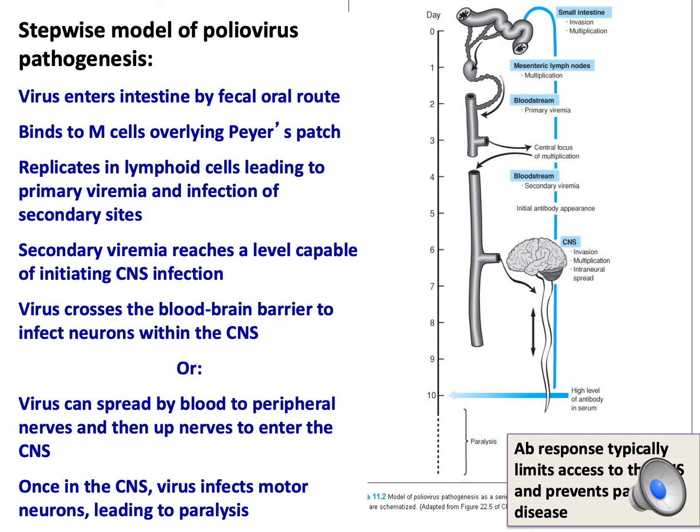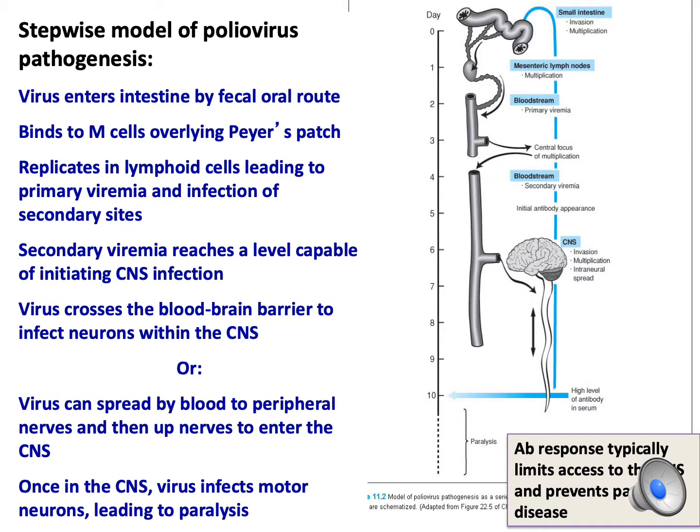This slide talks about how poliovirus is typically a fecal-oral spreading virus. It enters the GI tract. It binds to those interesting M cells that transcytose the virus. These M cells overlie Peyer's patches, which are little immune organs in the intestinal tract. And then poliovirus typically replicates in lymphoid cells, leading to primary viremia and infection of secondary sites.